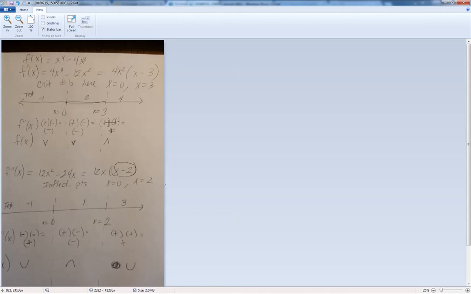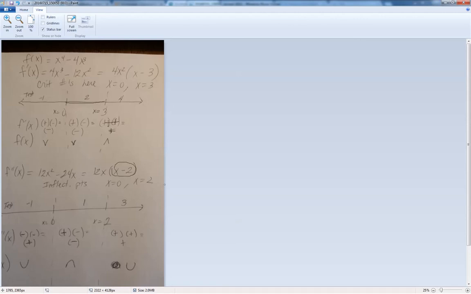And now I'm going to look between 0 and 2. For a number between 0 and 2, I could select x to be 1. I'm going to test what's going on with my second derivative. So 12 times 1 is a positive 12, so I've got a plus sign down here. I take 1 minus 2, that's a negative, so I've got a positive times a negative, which gives you an overall negative for your second derivative. Well, if your second derivative is negative, that means your original function f is concave down.